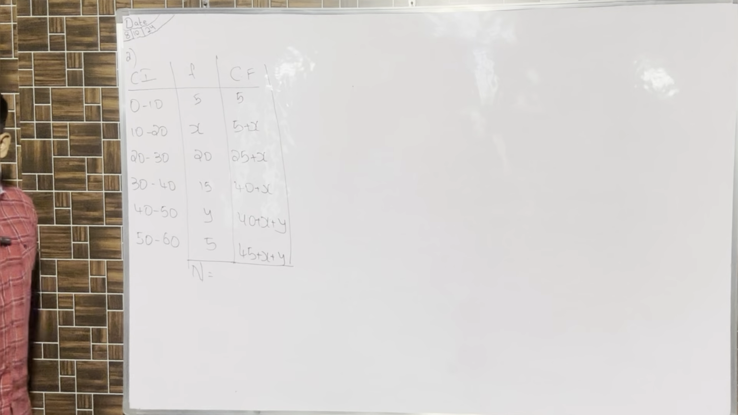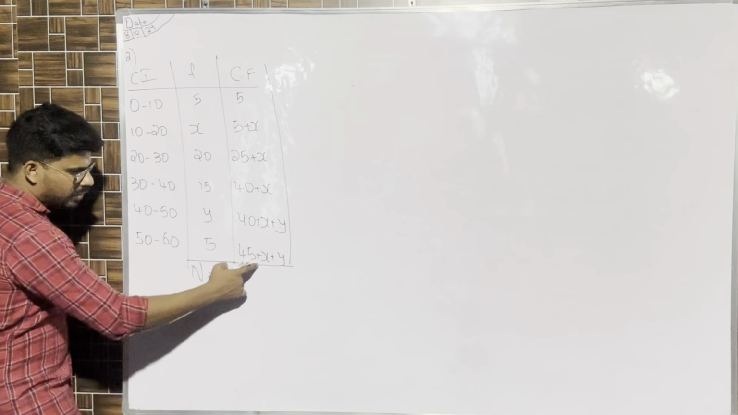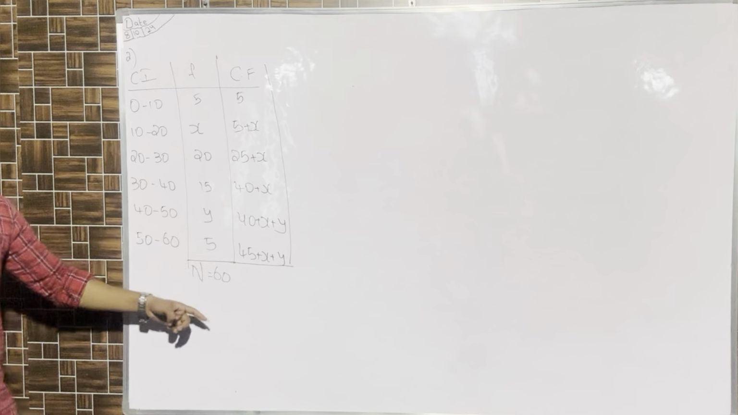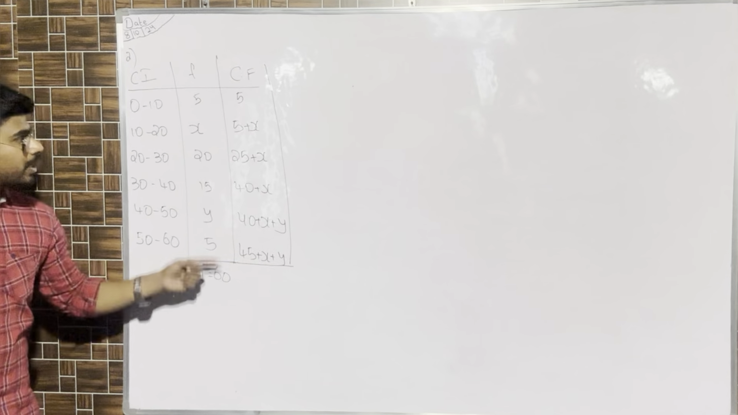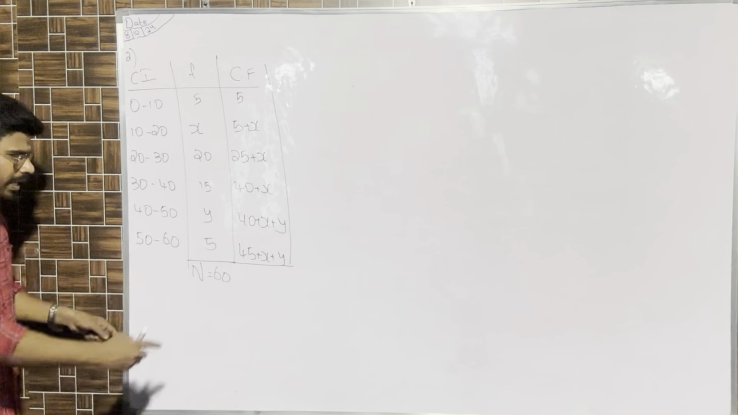N is equal to 60. Number of terms is 60. So this value will be equal to 60. These two values will be equal, right? In the previous question we solved. Cumulative frequency is nothing but the last term, which will be equal to the sum of frequency. These two. That's why I am writing one equation here.